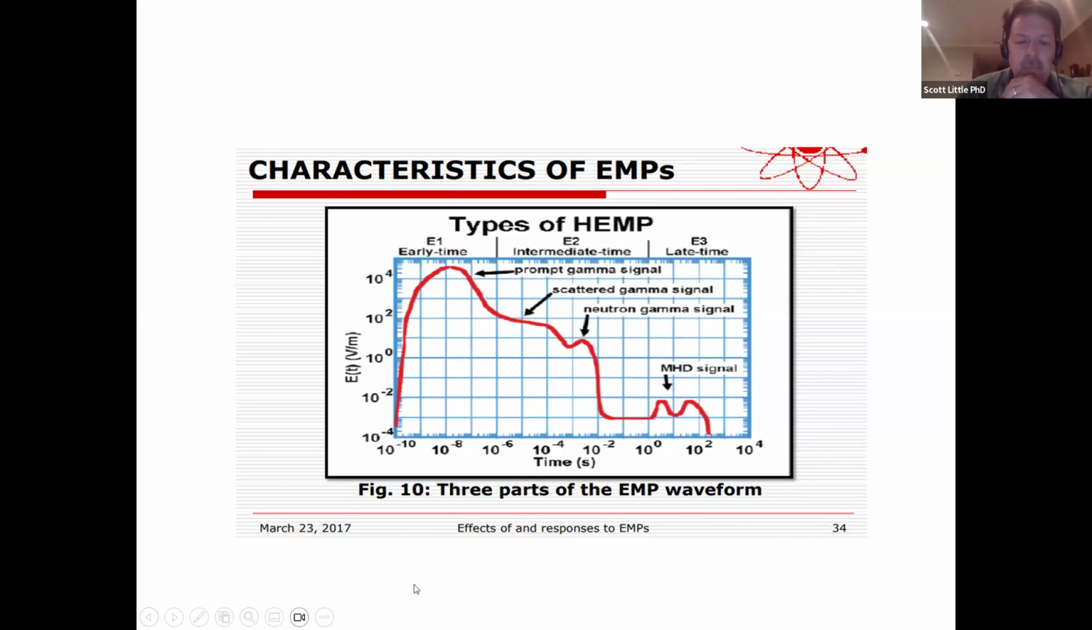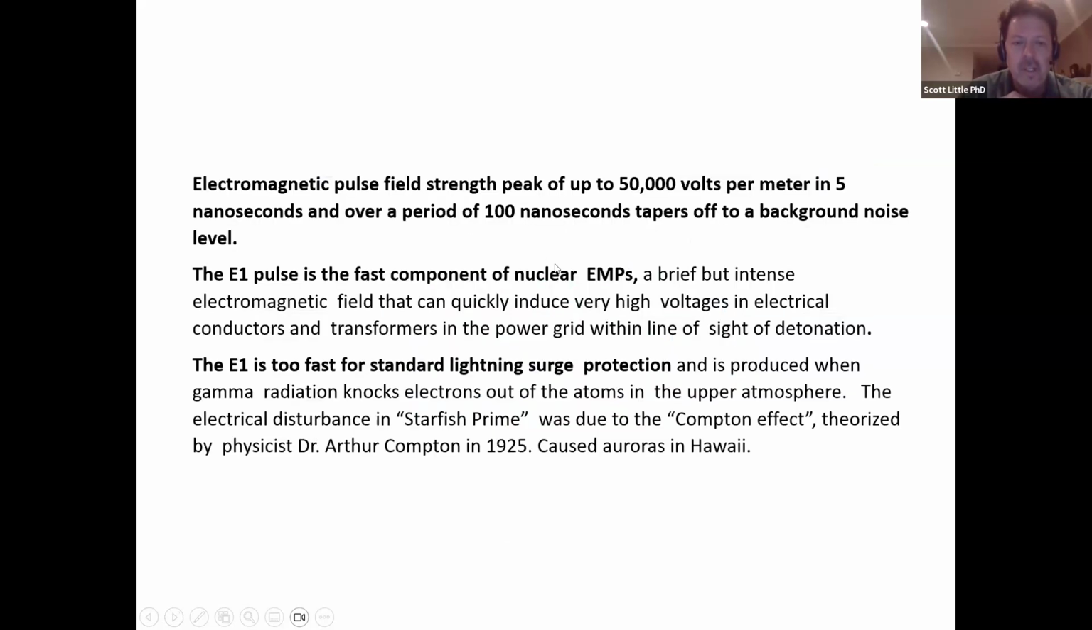You have the early time, again, with about 10 to the negative 10 to about 10 to the negative 6 seconds. The E2 intermediate times, which are a mix of gamma and neutron waves from 10 to the negative 6 to about 10 seconds. And then the E3 late times from about 10 seconds to sometimes days, as far as their signal time. So you can talk about EMPs having a field strength up to about 50,000 volts per meter in 5 nanoseconds, and over a period of 100 nanoseconds, it tapers off to background noise.